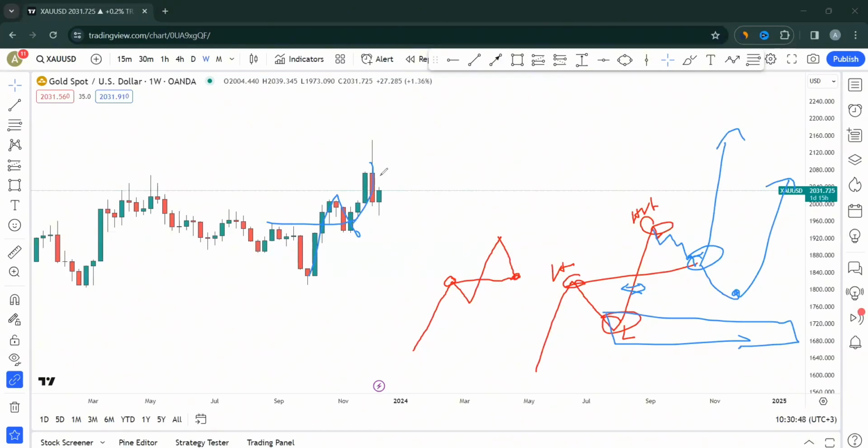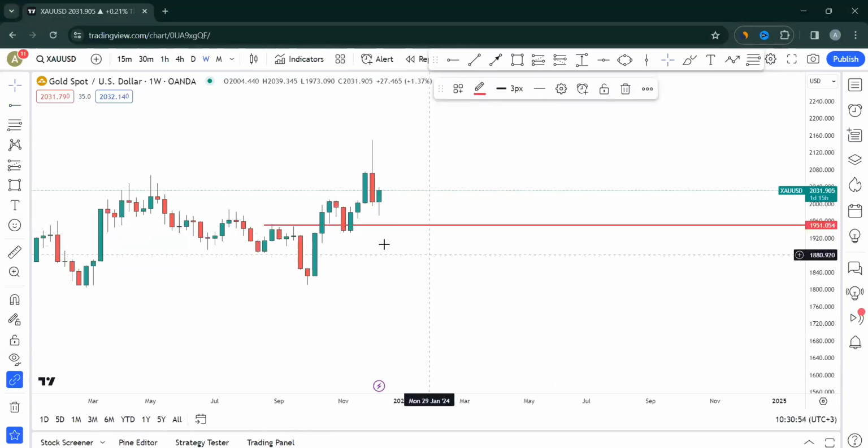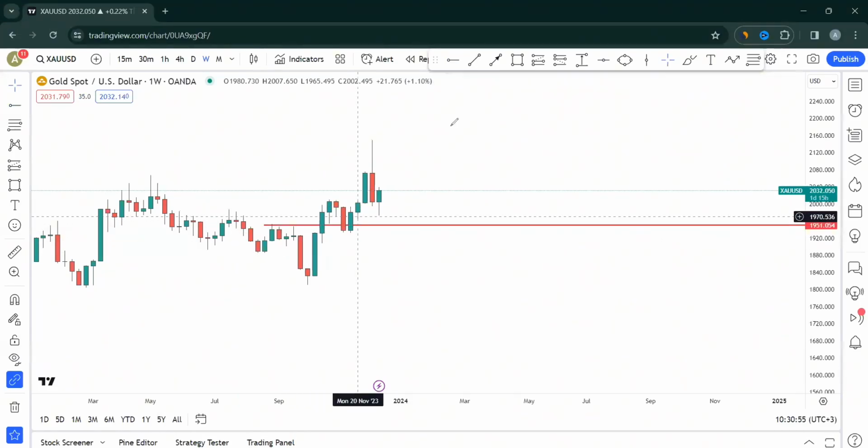So what do you have to do here? Let me just show you an example. For example, if you had marked this level here that you wanted the market to come and retest, you can see exactly what happened. The market came, made the false breakout, and then moved in your direction. You were not wrong.